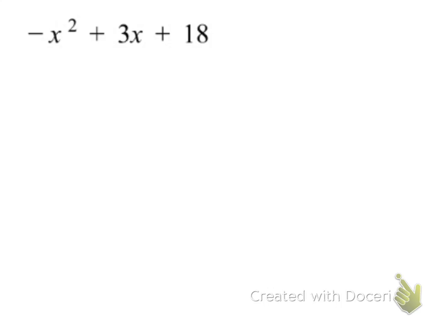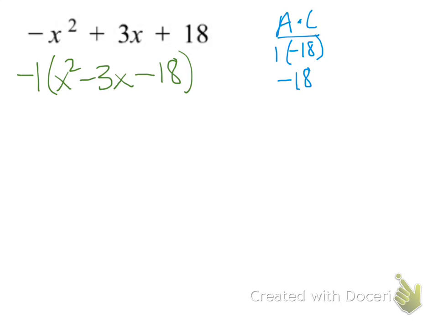As I said, it's going to be a little bit easier to factor these if your a term, your leading coefficient, is positive. So let's factor out that negative 1. And all that does is change the signs of everything inside the parentheses. So again, my a times c and my b.